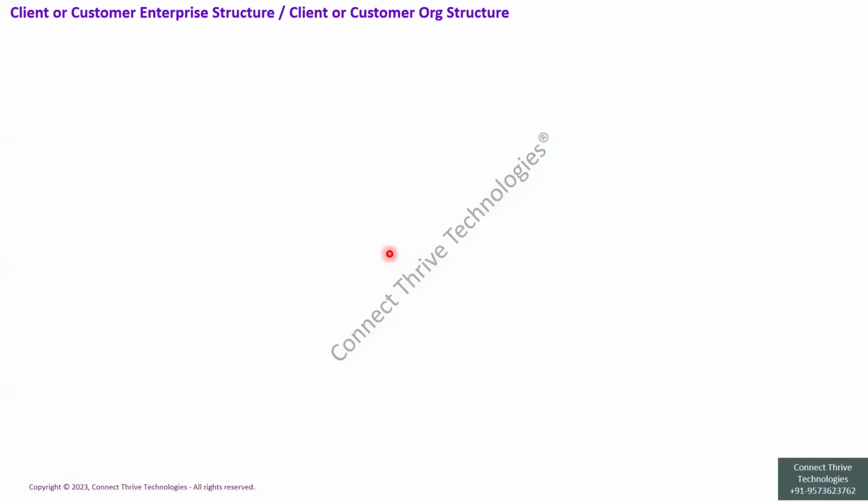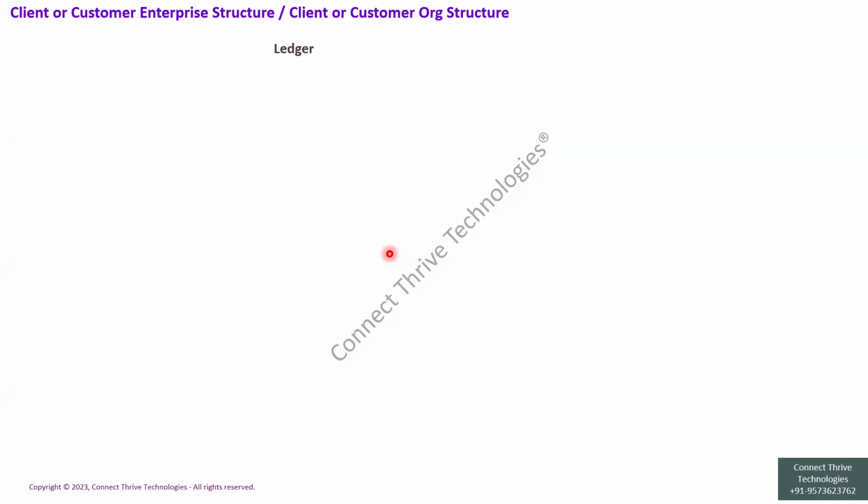Client or customer, both are the same guys, don't confuse. The interviewer will ask using different names, either client org structure or customer org structure, client enterprise structure, customer enterprise structure. Both are the same.